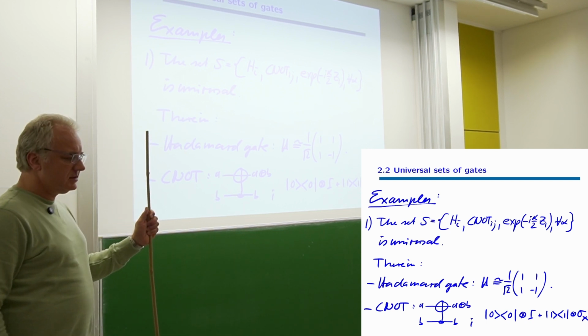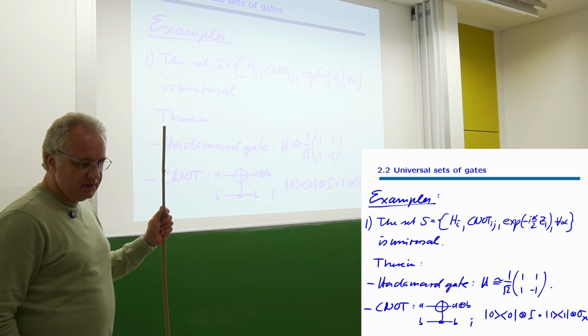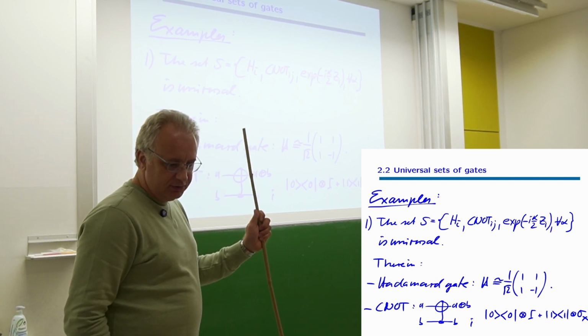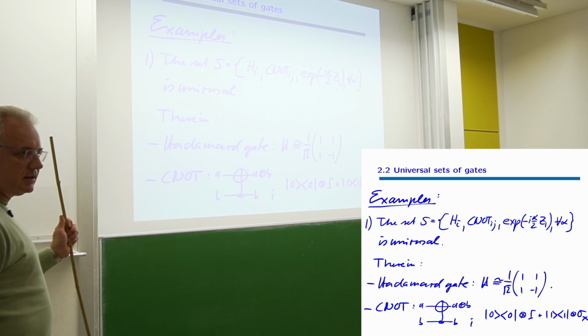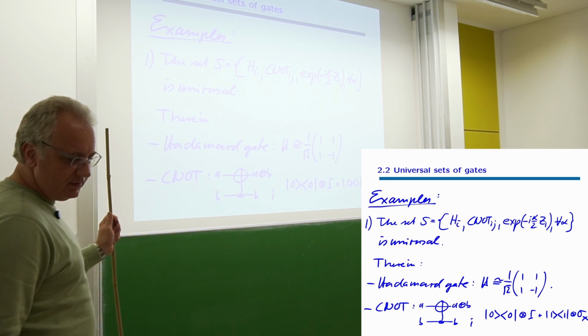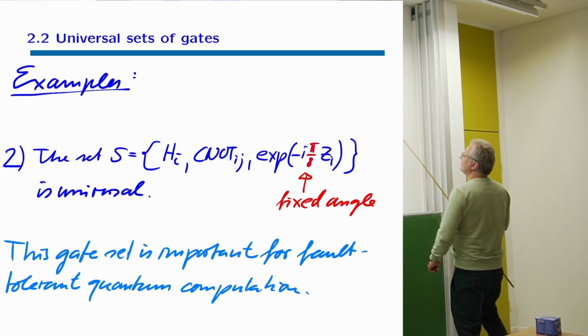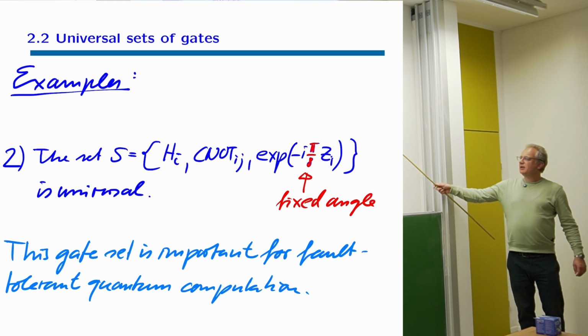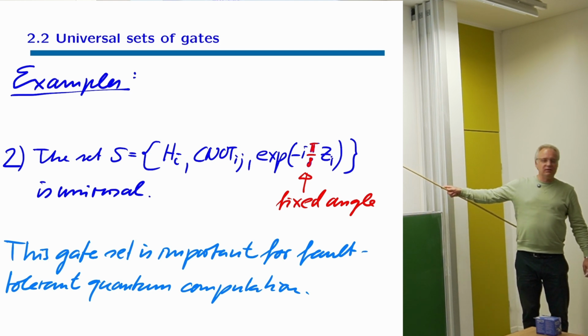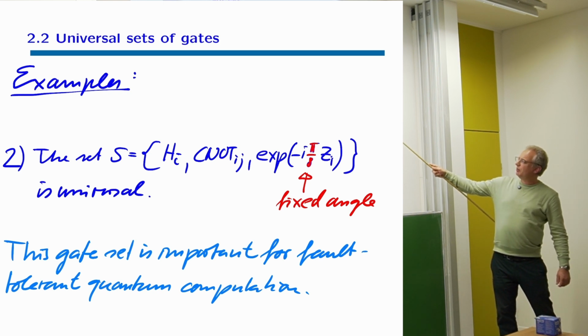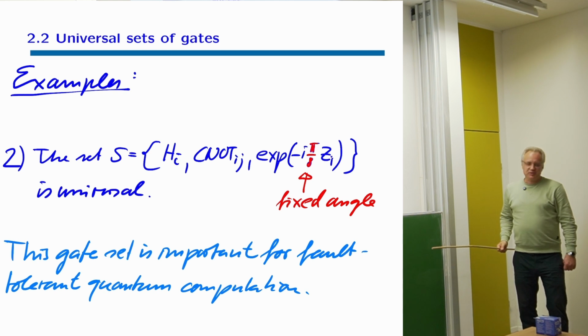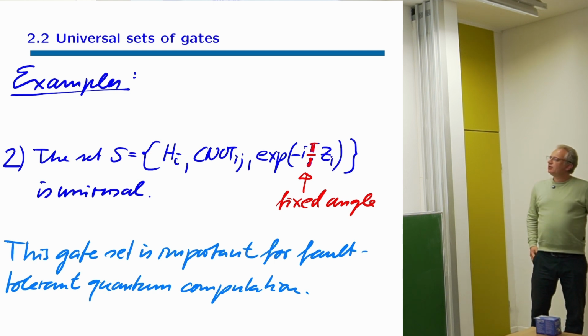And I give this result without proof. So it's a result maybe from before 2000. It's a very old result. Okay, so that's the first universal set. So we don't need all rotations about the z-axis. We can fix it to one angle, and that angle is pi over 4. Now spin 1/2, so pi over 4 becomes pi over 8 here in this exponent. Yeah, so that suffices, and that is very important for fault-tolerant quantum computation.